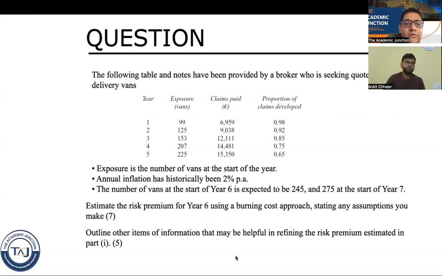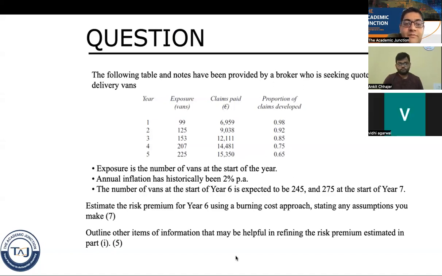This is very important, right? Look at this. There are two questions over here. The first one is to estimate the risk premium. The second one is to outline other items of information that may be helpful in refining the risk premium.